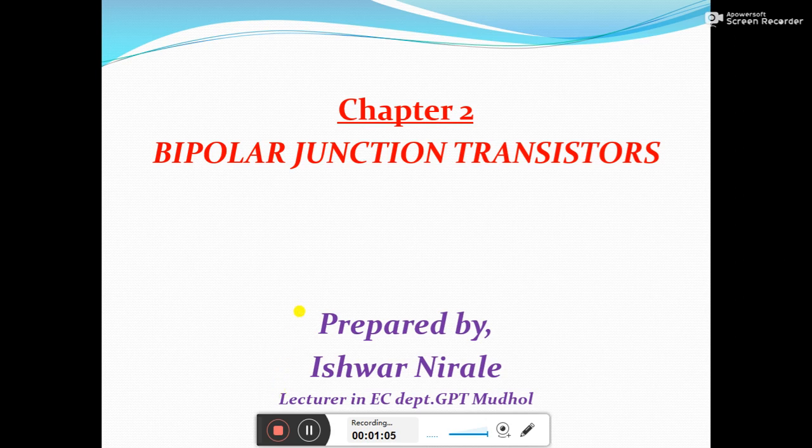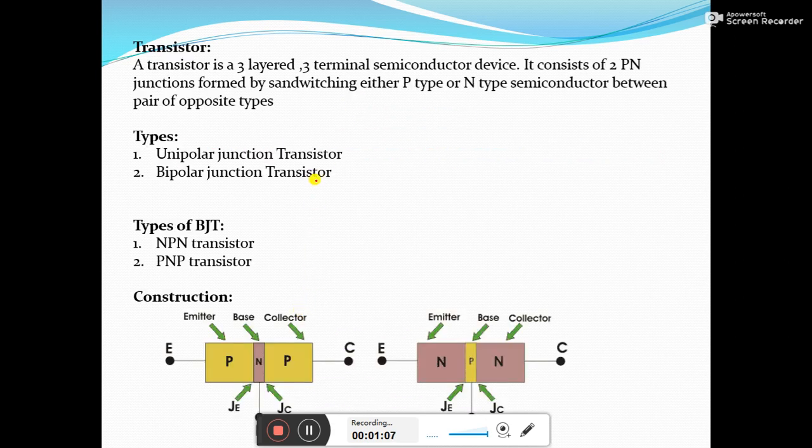Let's begin. Very first we see the definition of a transistor. Transistor is a three-terminal device. Remember, transistor is a three-terminal device, or you can say the transistor is a three-layered and three-terminal semiconductor device. There will be three layers, unlike a diode where there were only two layers and only two terminals, but here there will be three layers and three terminals, and it consists of two PN junctions.